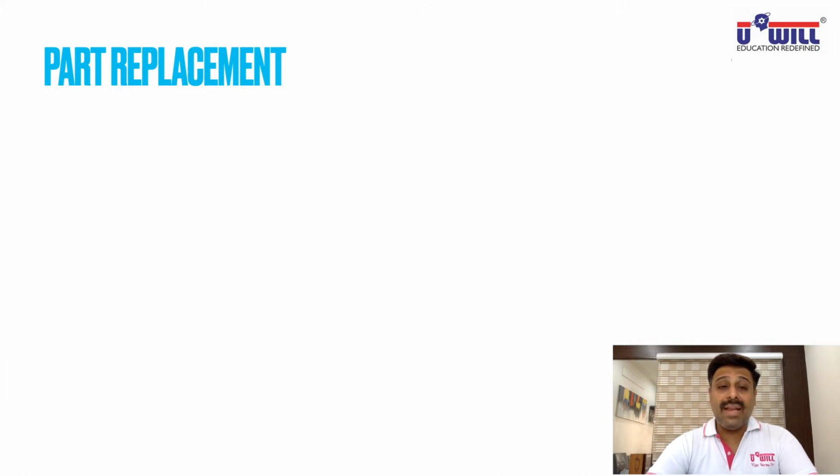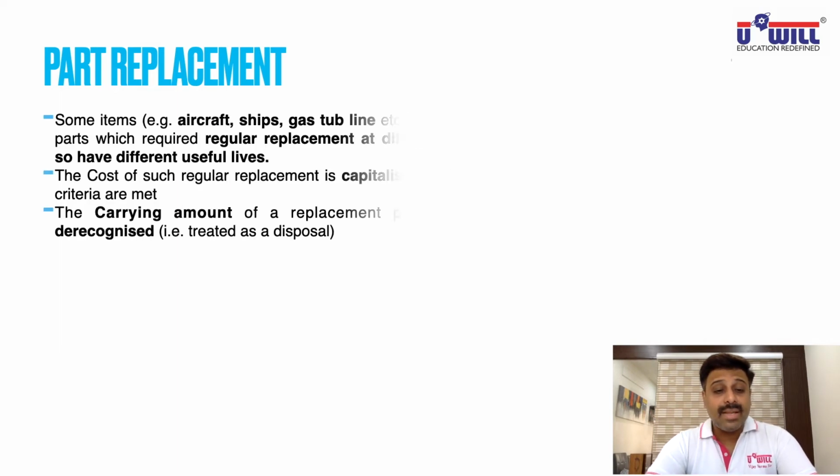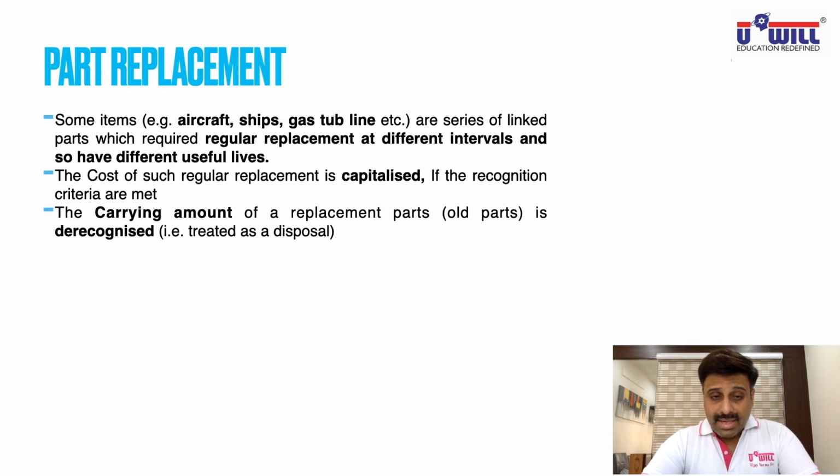Parts replacement. If you replace any part, just now I gave you the compressor example, but in detail, how is it to be dealt with? Let us see that. Some items, for example aircrafts, oh my god, so huge expense, ships, gas tube lines, etc., are series of linked parts which require regular replacement at different intervals and so have different useful lives also. So in aircrafts, you have to regularly keep on replacing. In ships also, its parts all have their different useful life. So every part you replace is capitalized because it's a major amount.